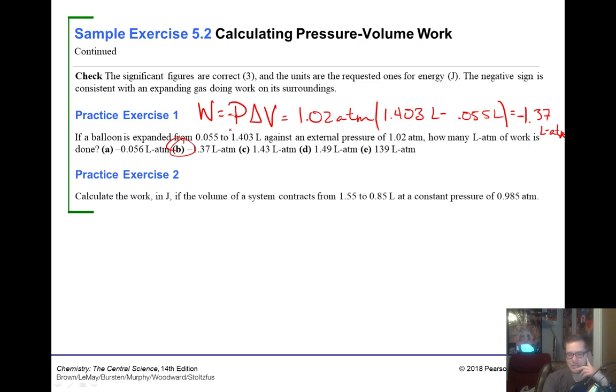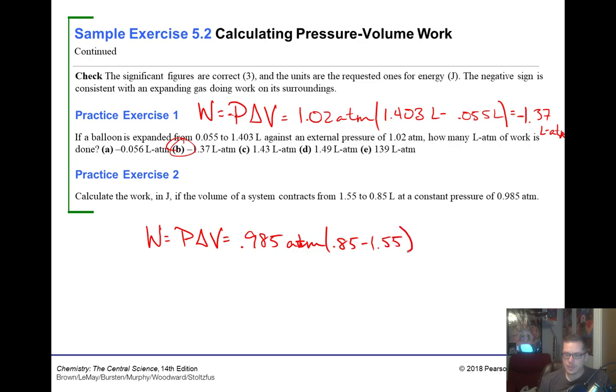All right, the next one here. Calculate the work in joules if the volume of a system contracts from 1.55 to 0.85 liters at a constant pressure of 0.985 atmospheres. Well, work equals negative pressure times change in volume. Our pressure is 0.985 atmospheres, and our change in volume is final minus initial, so we go 0.85 minus 1.55. Remember our formula, we put that negative in there. We're going to keep that negative.